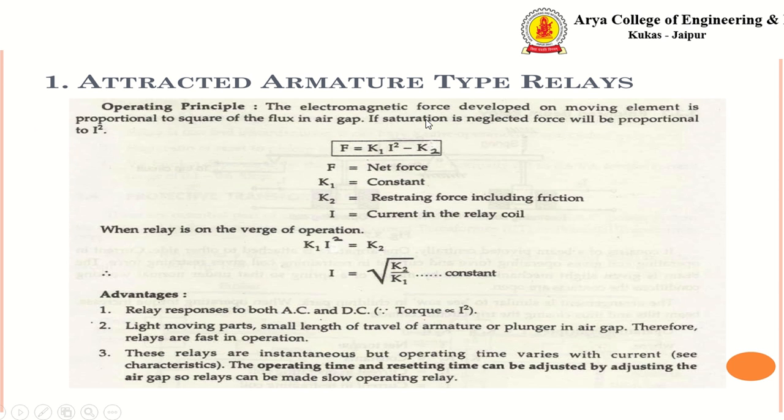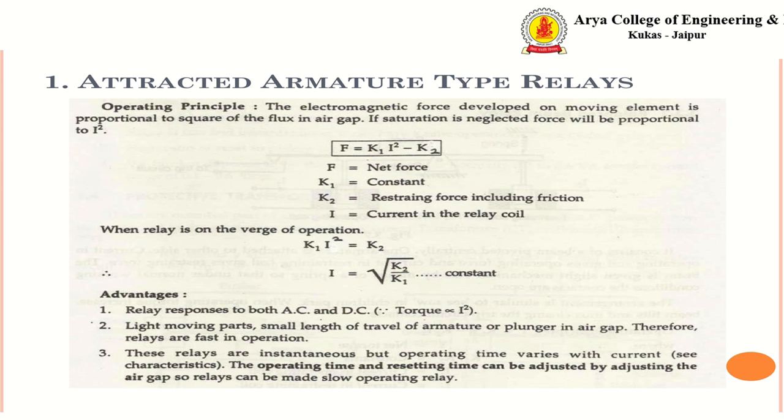Now, the basic operating principle of attracted armature type relays. The electromagnetic force developed on a moving element is proportional to the square of the flux and the air gap. If saturation is neglected, then the force will be proportional to I squared. F = K1 I² - K2. Here F is the net force, K1 and K2 are constants, K2 being the restraining force including friction, and I is the current in the relay coil. When the relay is on the verge of operation, K1 I² = K2, or I = √(K2/K1). That will be a constant value.